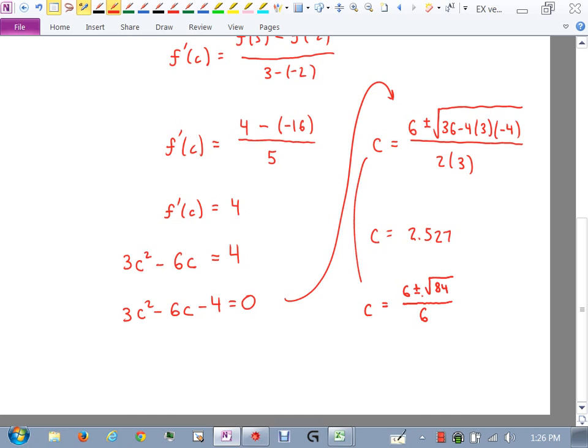So if you figure out what those are on your calculator, you're in business. There's two answers there, right? There's what happens when you take the plus and then what happens when you take the minus. So the square root of 84 as a decimal is 9.165 and so on. So 6 plus or minus 9.165 all over 6. So that's why one of those answers was 2.527. The other answer is negative .527, something like that.